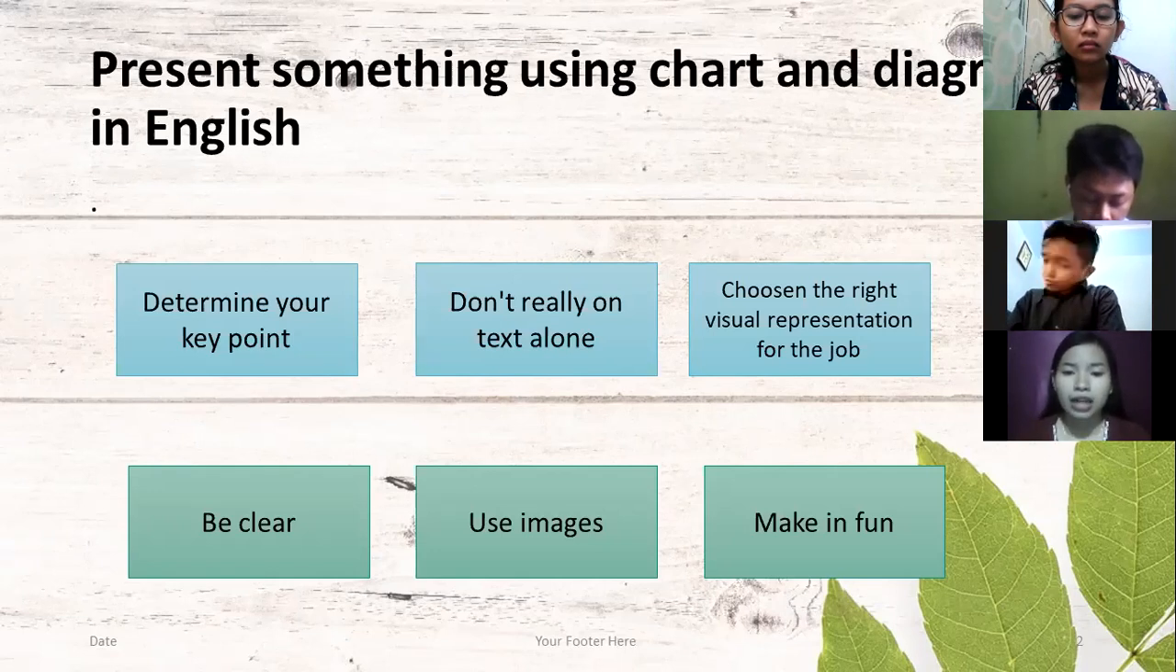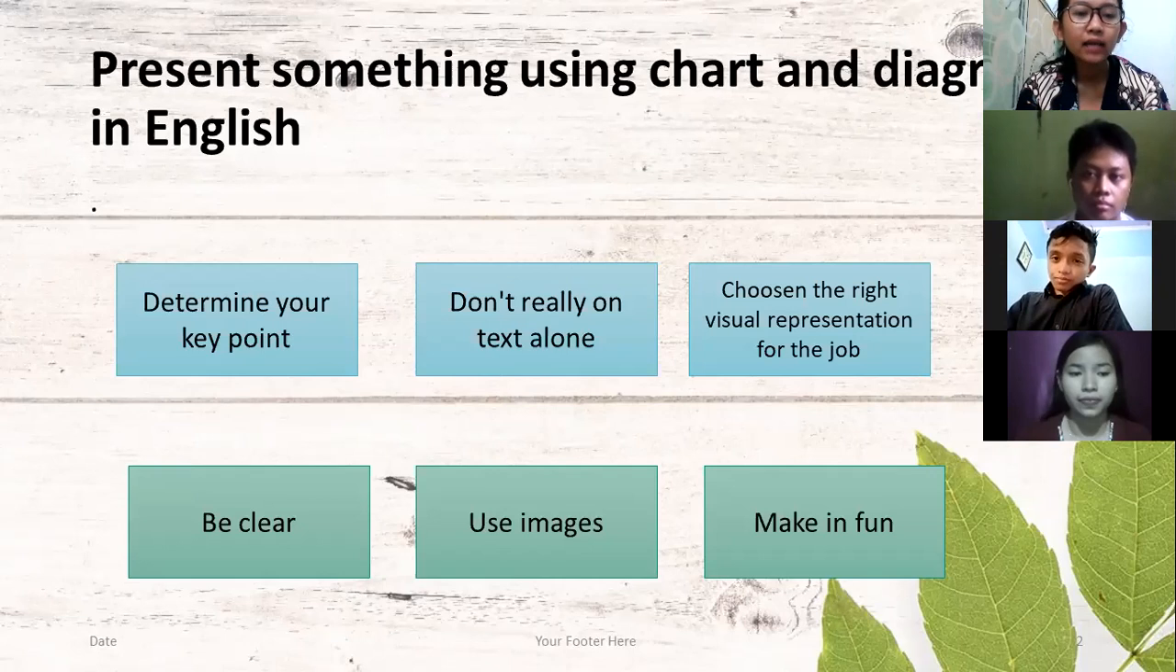Choose the right visual representation for the job. Diagrams and charts have many variations, like a pie chart, bar graphs, and timelines. If you want to show your data, you must choose which type represents the information you are sharing, to best drive your message. Thank you.